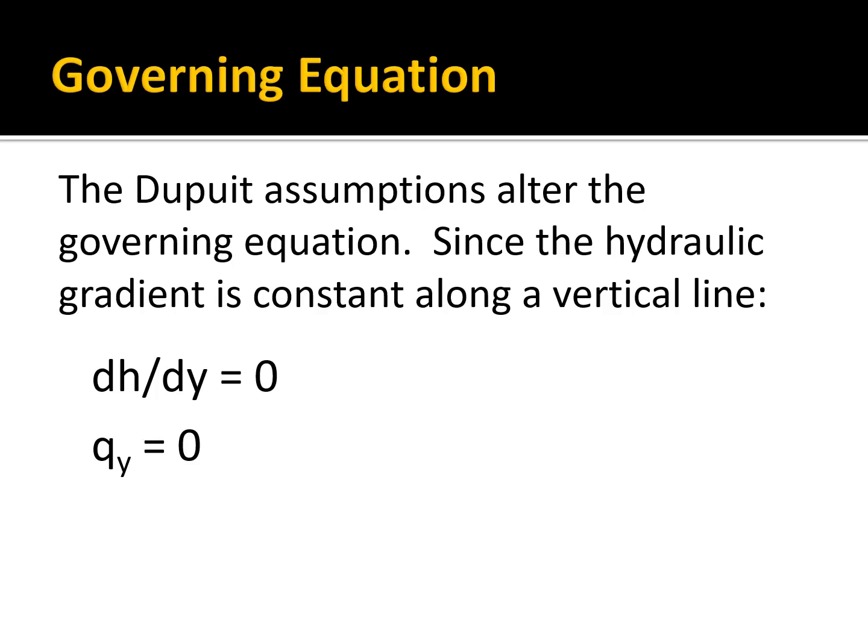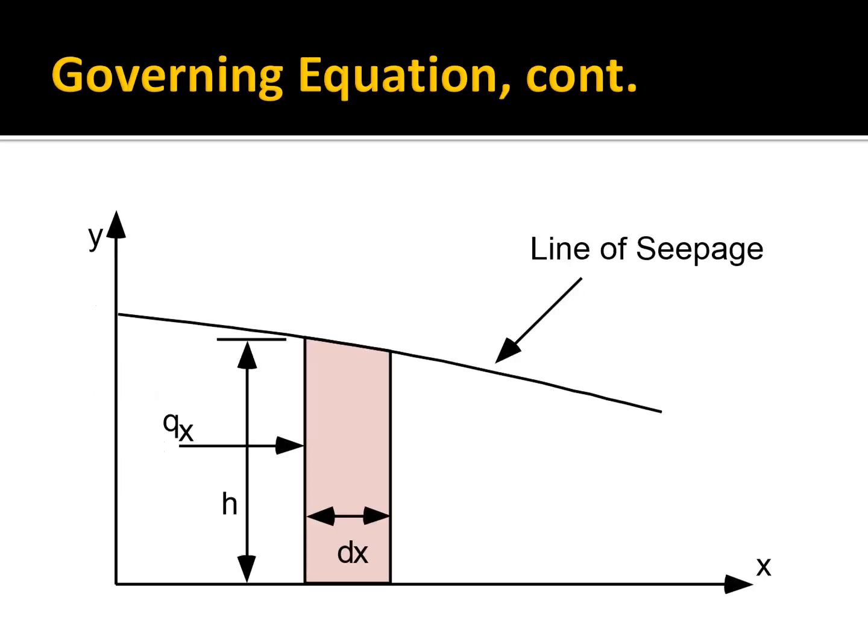And so the flow in the y direction is 0. One of the main byproducts of the Dupuit assumptions is that we're assuming horizontal flow. When in reality, as you're flowing through an earth dam or a rectangular section, there's going to be a vertical component, but we're just assuming it's horizontal flow. Now when we derived our governing equations, we used a representative 3D element. In this case, we are going to use this representative slice, which is of width dx.